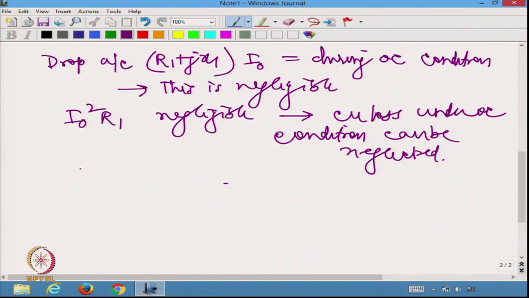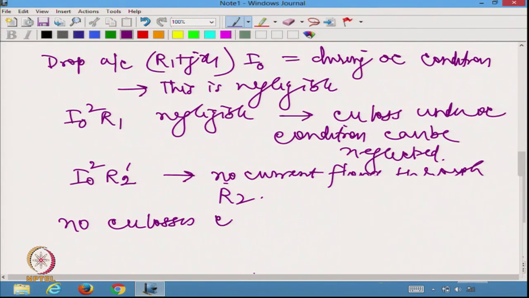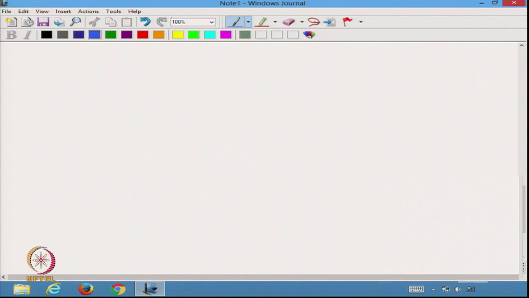Whereas if I look at I naught square multiplied by R2 dash, no current flows through R2, because the secondary is open circuited. So no copper losses are considered during open circuit condition. I can say that the W naught value I get during open circuit is equal to the iron losses themselves. Copper losses are not considered at all.